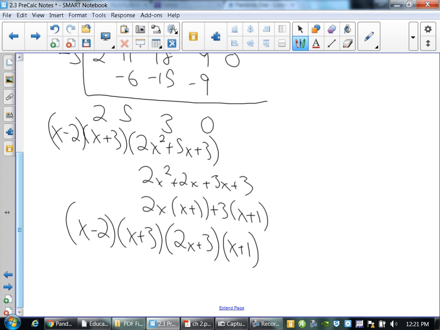That's what synthetic division allowed you to do last year by breaking down the upper degree polynomials into easier chunks to work with. Okay? It works out the same.